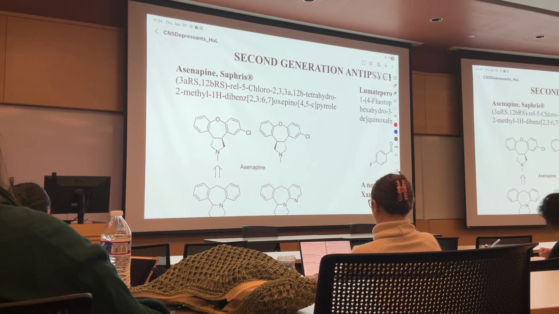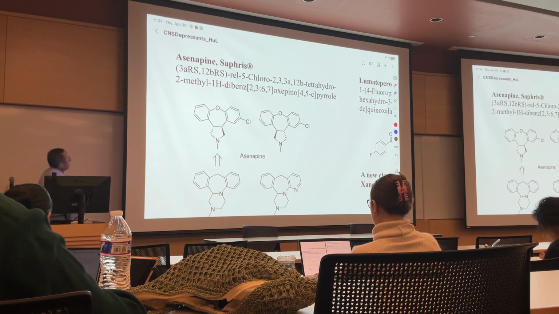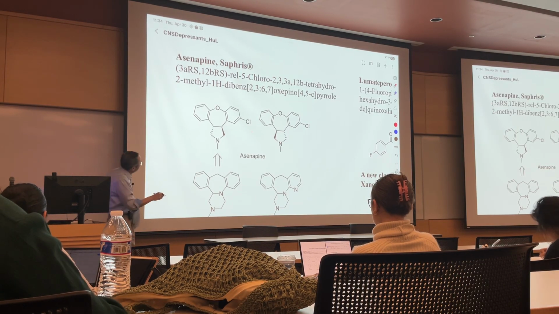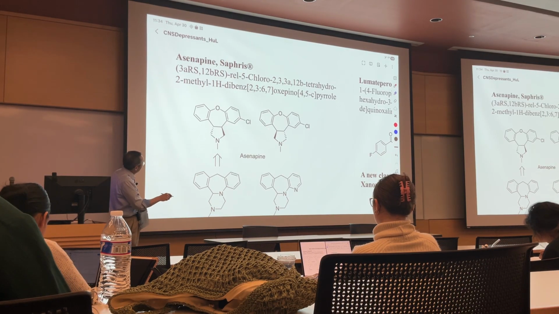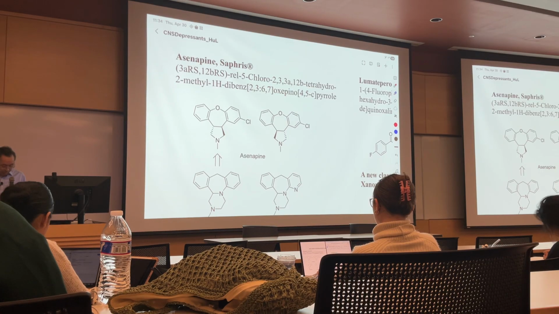One is asenapine, or Saphris. Asenapine is actually a mixture of 2 isomers. So you can look at this, you have a mixture of 2 isomers, so you have mirror images of these 2. So this drug was approved in 2009.